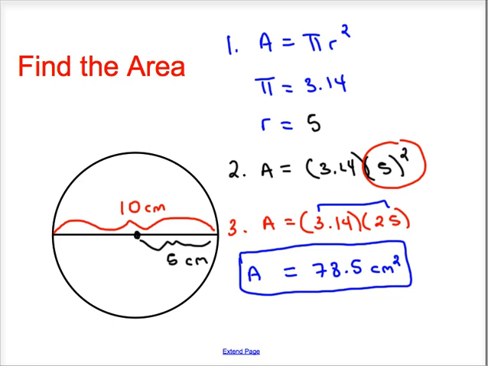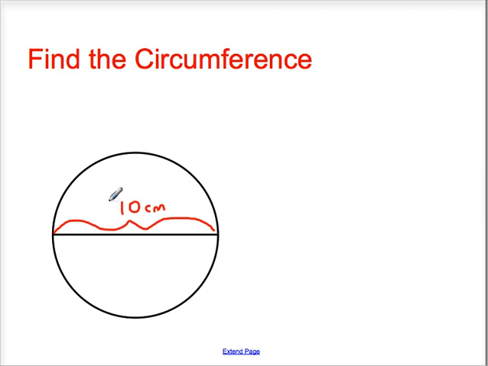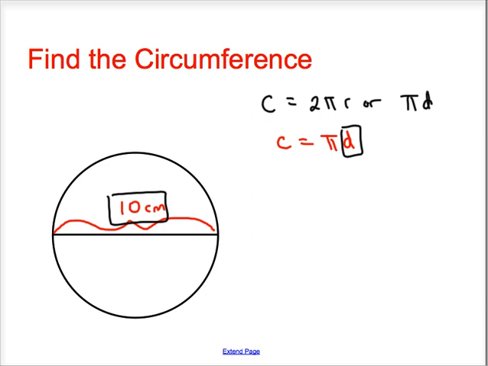Okay, our next example. Find the circumference of the same circle. So, C equals 2 pi r or pi d. In this case, I'm going to use C equals pi d, simply because the formula has diameter and the figure here gives me the diameter. So first, C equals pi d. Pi is going to equal 3.14 in this case. My diameter is going to equal 10.